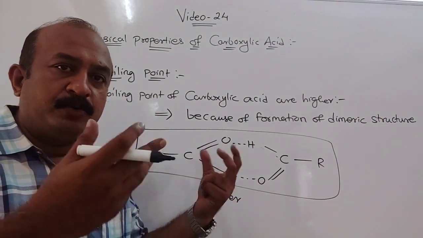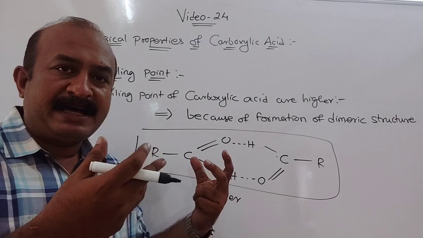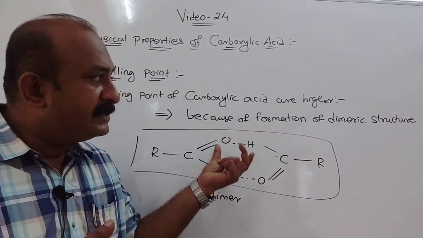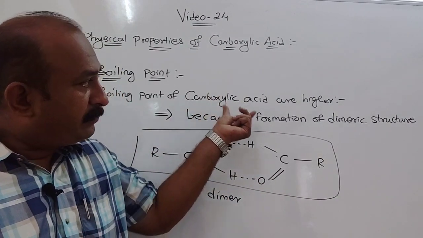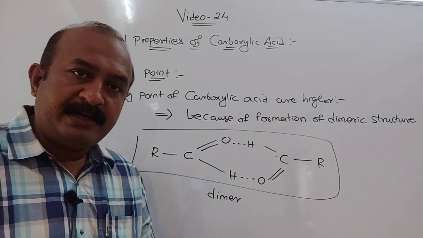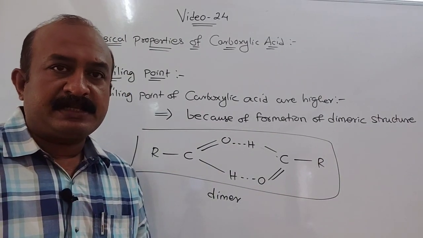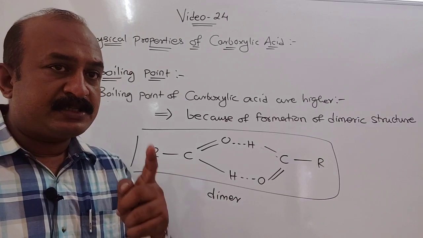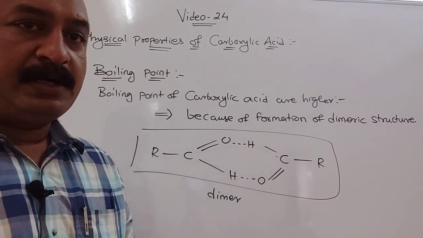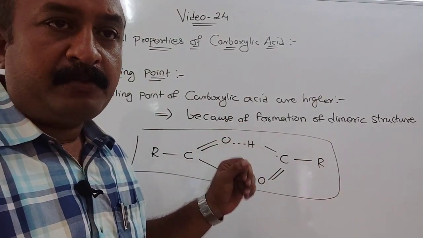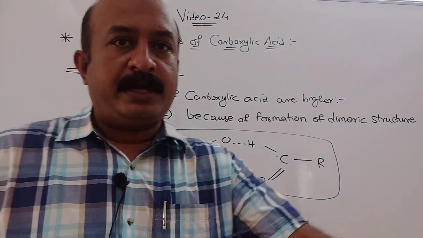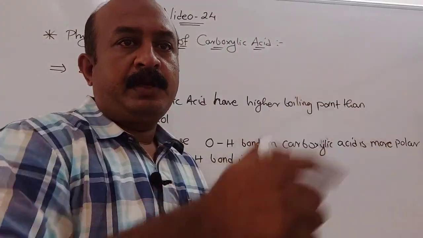So what will happen? If two molecules combine, obviously the mass will increase, and due to this reason the boiling point of carboxylic acid is higher than comparable members like alcohol. Okay, so this is one reason. Dimeric is the word for why the boiling point of carboxylic acid is more. Okay, now the next part.